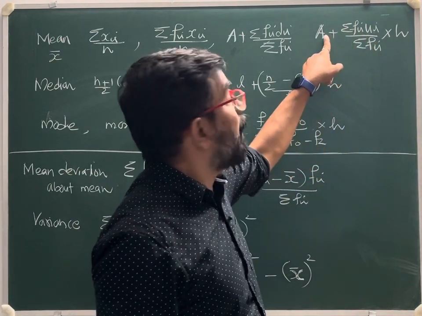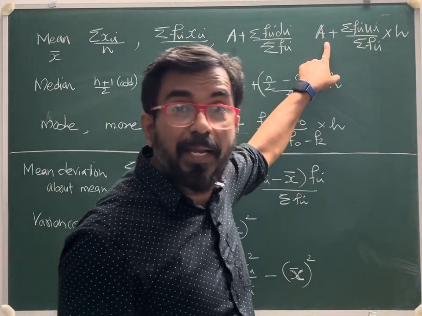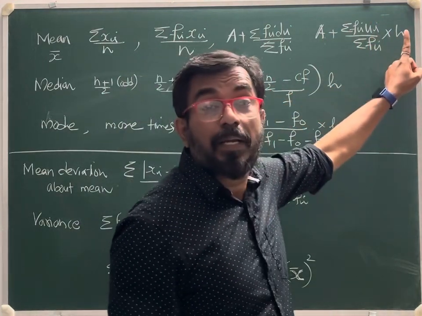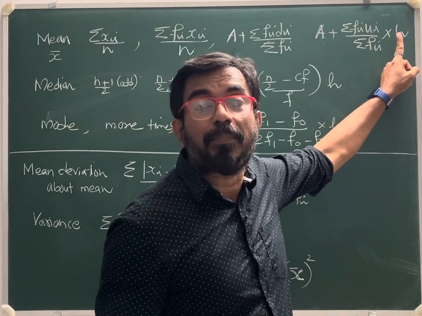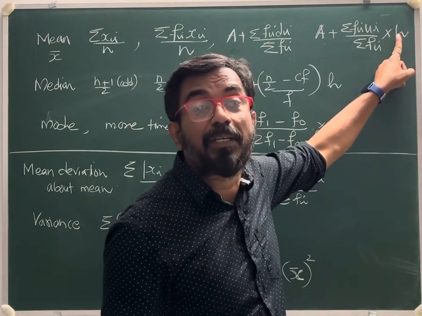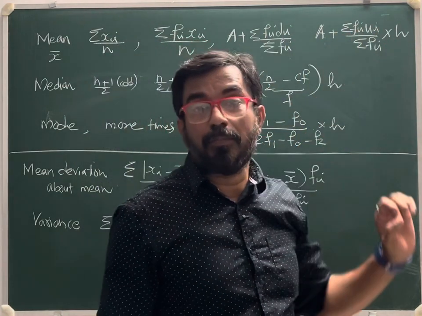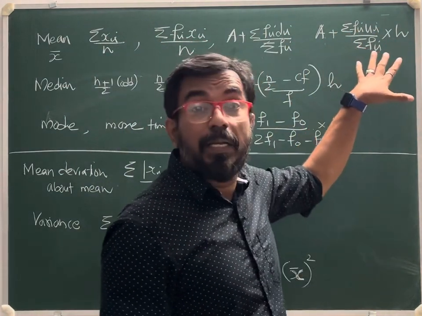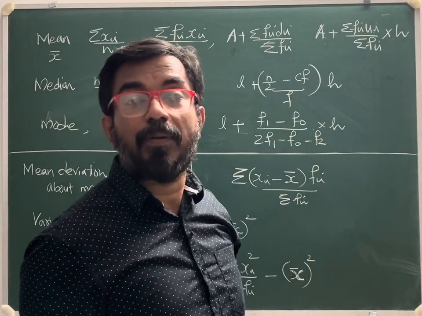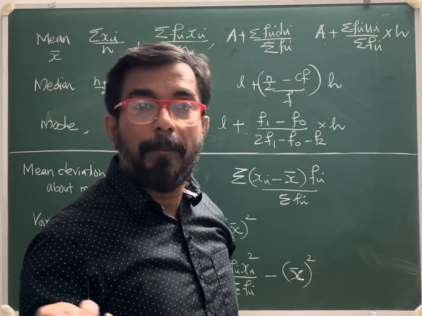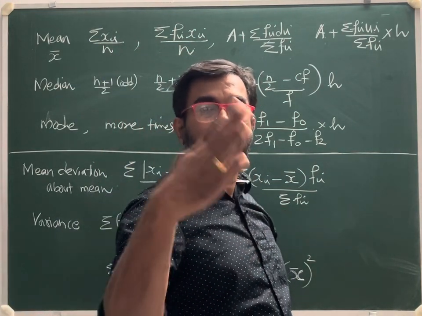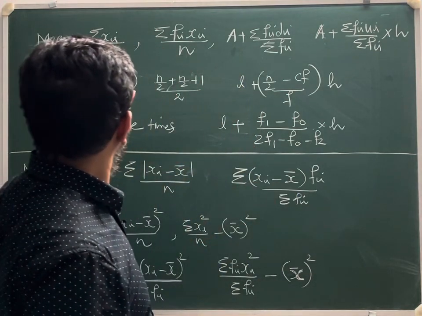But you lost a, so here also you will add a, what you lost. And you lost the class width, something like 10, by division, so you multiply by h. That's how this mean formula comes in different forms. This is very important. In variance also we adopt this kind of method. We will see that, but there it's slightly different. I will explain that. Now coming to the next one, median.